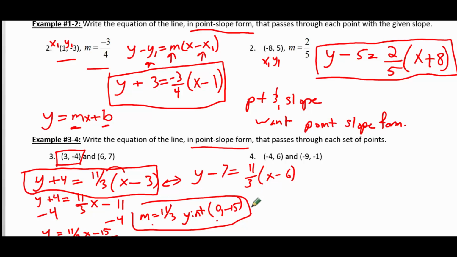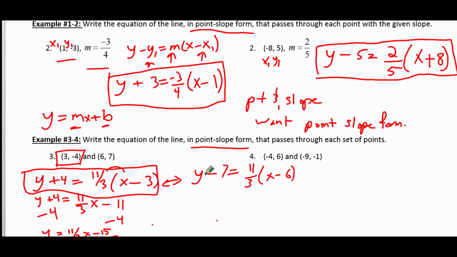Now watch what happens when I do the exact same thing with my other point. So again, we did y minus 7 equals my slope, and then it's x minus 6. So let's distribute 11/3 over. y minus 7 equals 11/3 x minus, okay, 11/3 times 6.